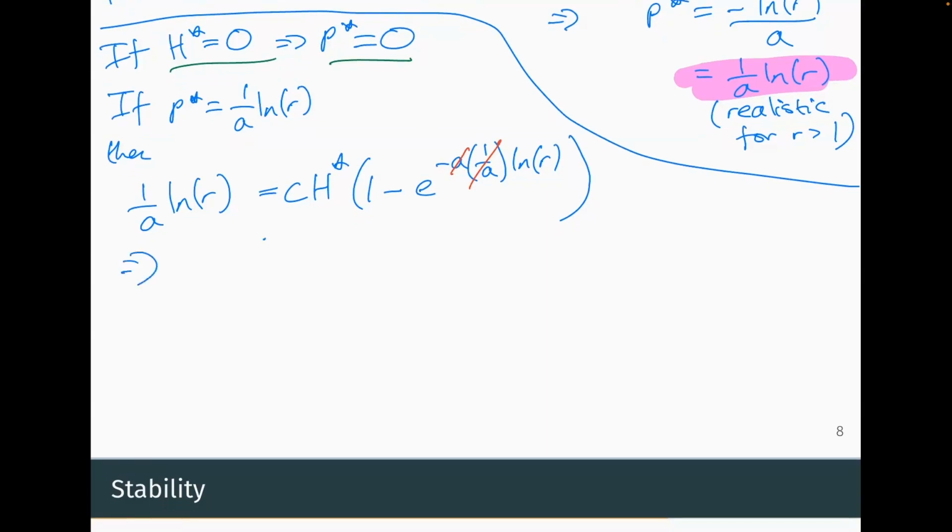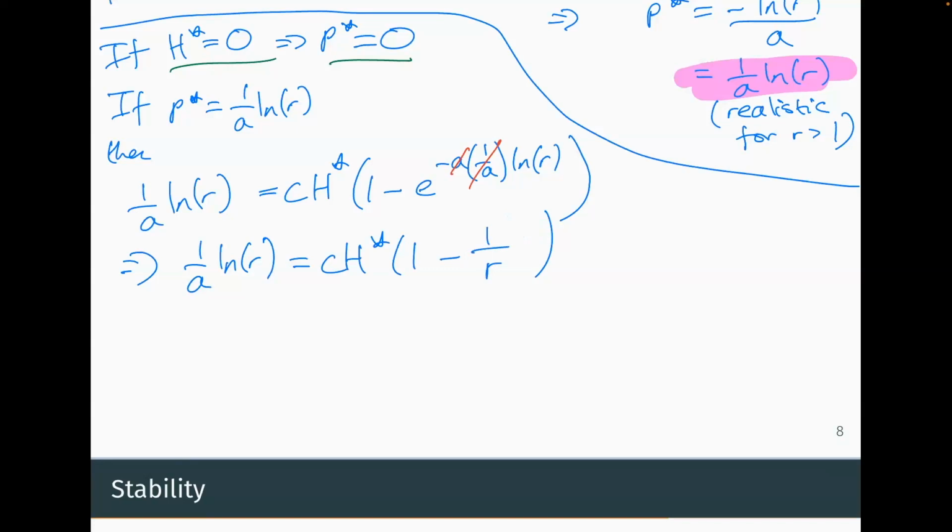So we've still got this 1 over a log r on the left-hand side. That's times c h star times 1 minus e to the log of 1 over r. Rather than write out everything again, I'm just going to simplify this. We've got e to the log of something, so we're just going to have the thing in the brackets, 1 over r. So these are just our log rules. I'm going to put it straight in here just to save a bit of space.